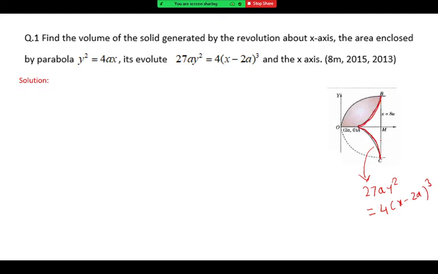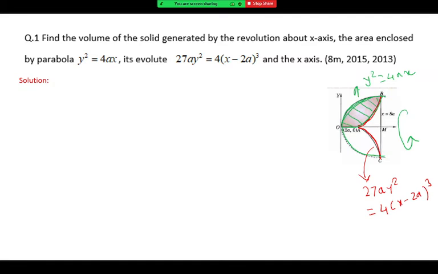And y square equal to 4x is not new. This is the curve y square equal to 4x. Now we are rotating the region between these two curves. If we observe, whatever solid is generated on the upper side, the same solid is generated by the lower side. So we are going to take only this part. This part is rotated about the x-axis, and we are to find the volume there.